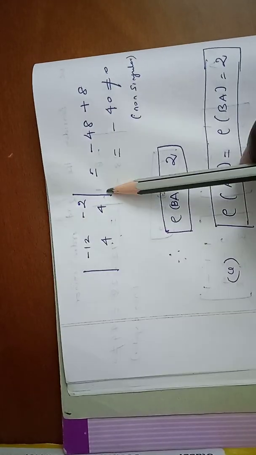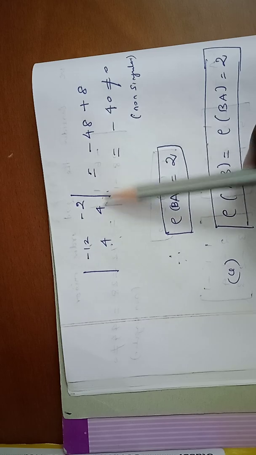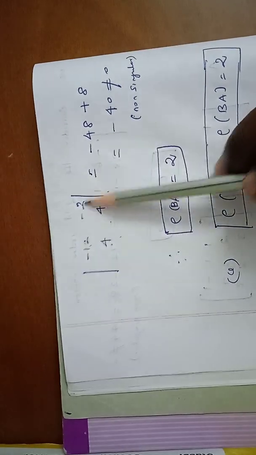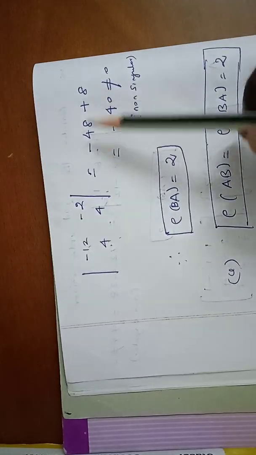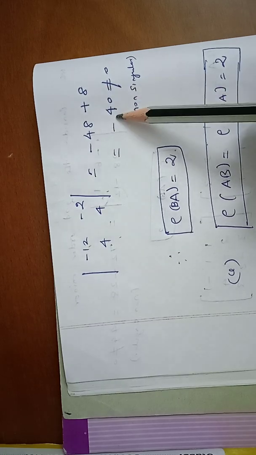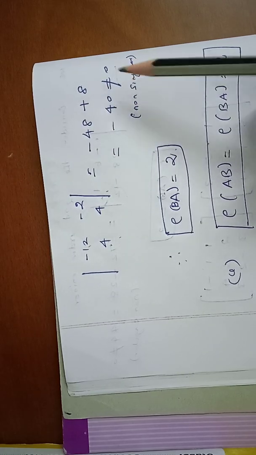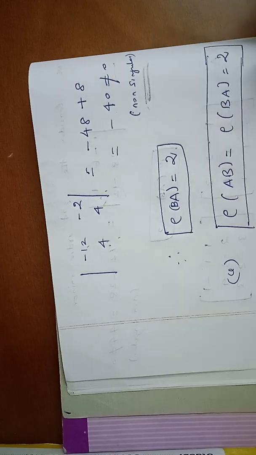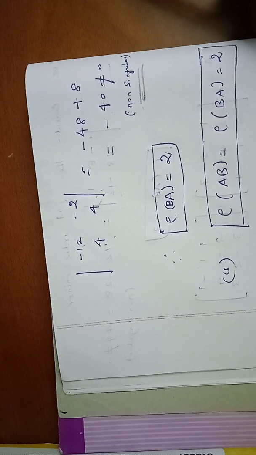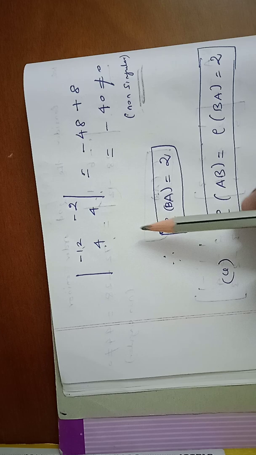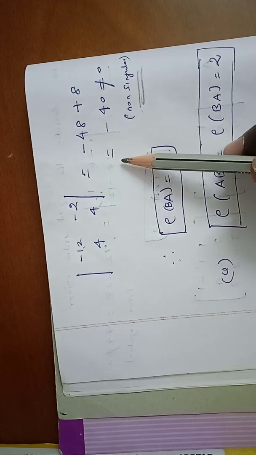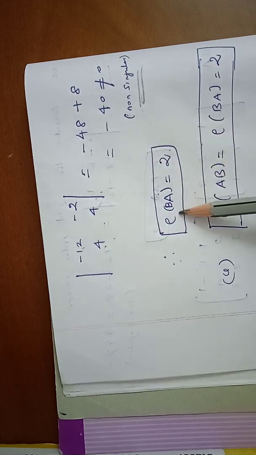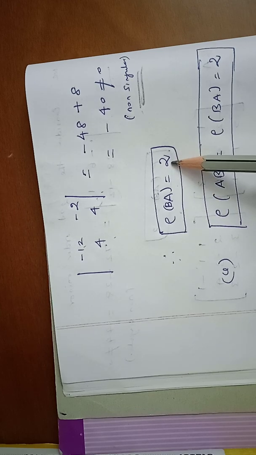So again we have to consider the next minor, which is minus 12 minus 2 4 and 4. So in this minor minus 12 minus 2 4 4, cross calculation, minus 12 into 4 is minus 48, 4 into minus 2 is plus 8, minus 48 plus 8 is minus 40, which is not equal to 0. This is non-singular. So in this minor, any one of the minors is not equal to 0. The rank of BA is 2.